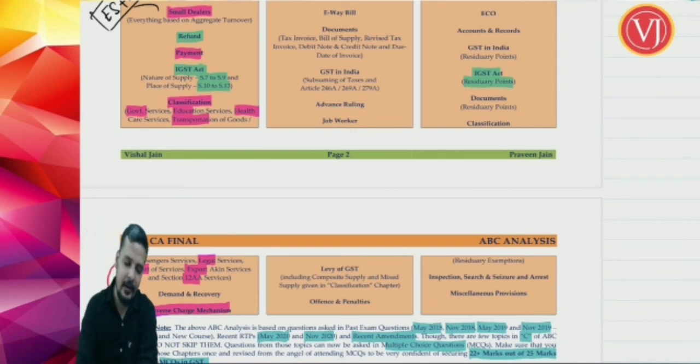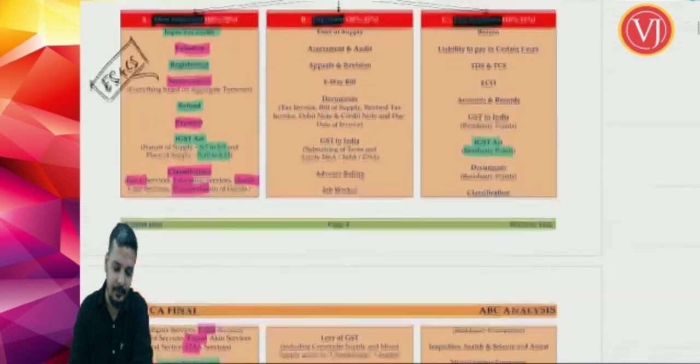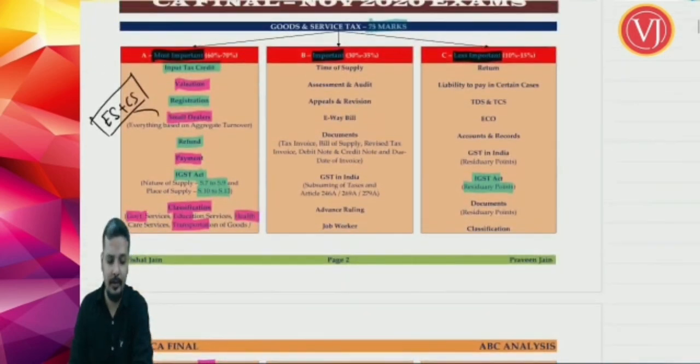And then friends, if you see your exam paper or revision test paper, you will always find that a question about demand and recovery is there. Not about recovery, at least demand is always there. Sections 73, 74, 75, 76 are the base sections which are always touched upon. So that area you should not miss. This is all about your most important parts.